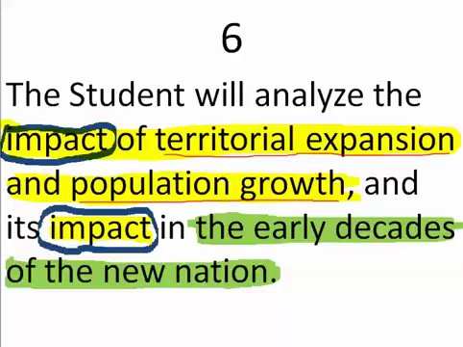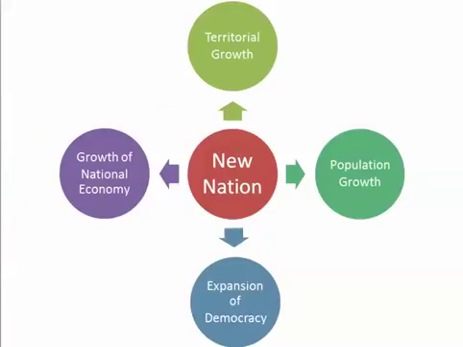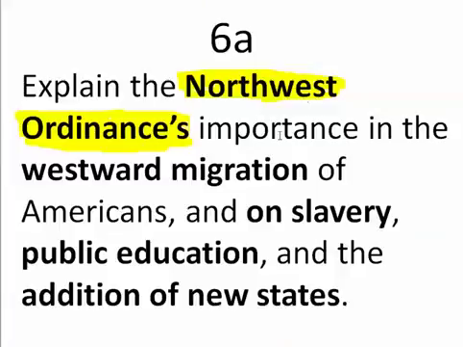So what we're going to be talking about is the new nation. How is it going to deal with territorial growth? How's it going to deal with this population growth? How's it going to deal with the expansion of democracy and the growth of a national economy? That's what we're going to be looking at. Alright, so 6A says, explain the Northwest Ordinance's importance. First of all, we've got to talk about what is the Northwest Ordinance and its importance in the West.